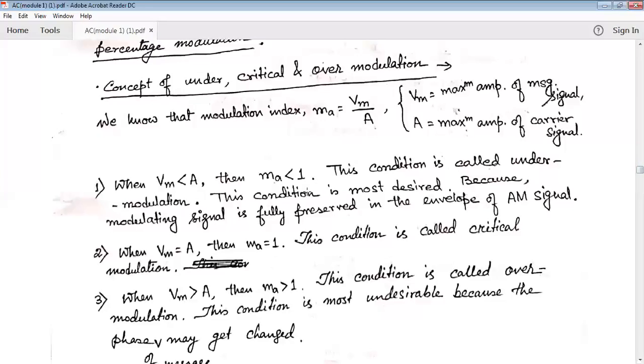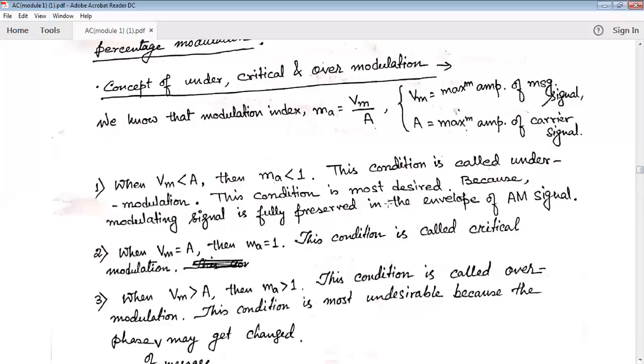Now, second case, if Vm is equal to A, you can easily calculate that Ma equals 1. If modulation index has a value equal to 1, then the percentage modulation will become 100%, and this is called critical modulation or perfect modulation.